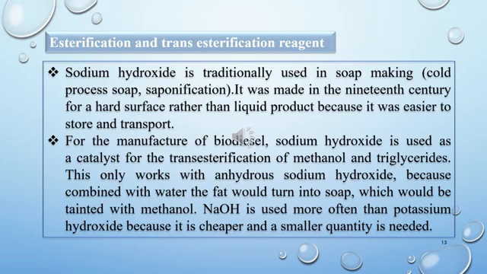For manufacture of biodiesel, sodium hydroxide is used as a catalyst for the trans-esterification of methanol and triglycerides. This only works with anhydrous sodium hydroxide because combined with water, the fat would turn into soap, which would be tainted with methanol. Sodium hydroxide is used more often than potassium hydroxide because it is cheaper and a smaller quantity is needed.